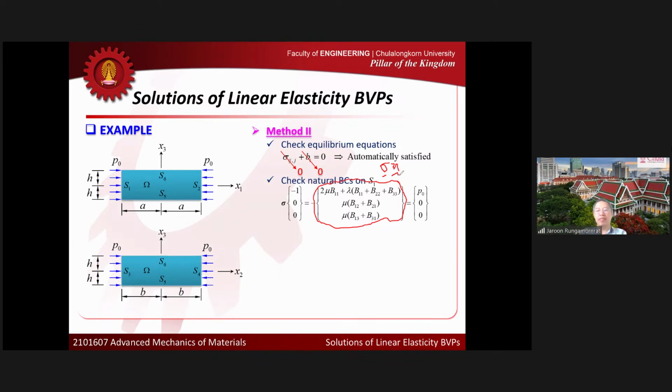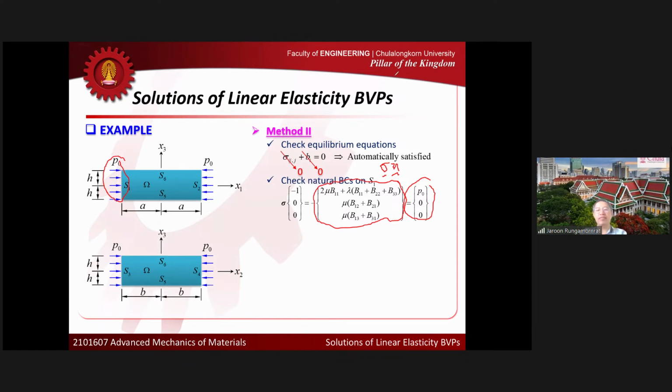Okay? But this one is the one that is prescribed. Because on that particular surface, we know the normal pressure here, right? The pressure P0 pointing in the x1 direction. And we don't have shear traction. So the traction is prescribed simply as P0, 0, and 0.